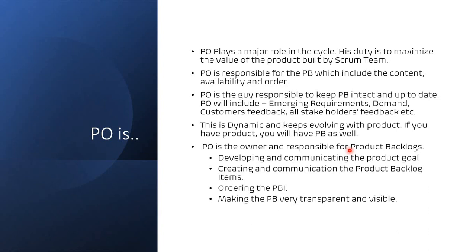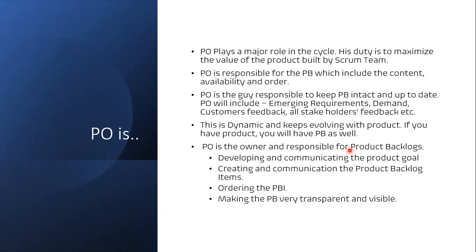This is a very important role, and this session will give you clarity about what exactly the product owner does. The product owner, shortly called PO, is a major component in the entire Scrum. He is a very big role holder. His duty is to maximize the value of the product built by the Scrum team in front of the customers and stakeholders.